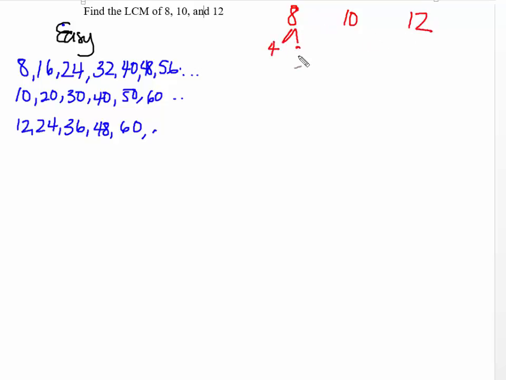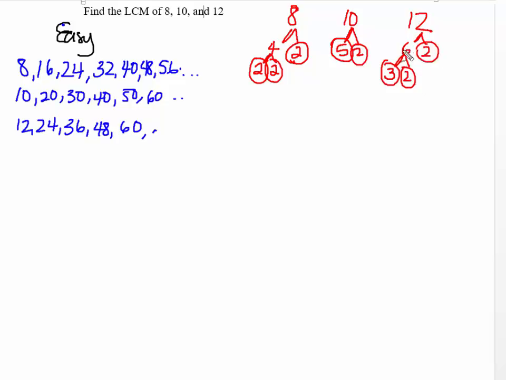So 8 I can break down into 4 times 2. 2 is prime, 4 is not, so I got to keep going. And both of those are prime. So then I break down 10, which is 5 times 2, and both of those are prime, so I'm done. And then I want to show, earlier in the video I broke down 12 into 3 times 4, but even if I did 6 times 2, I'm going to end up with the same bubbles on the end of the branches. Again, if it's prime, I circle it. If I can break it down, I keep going.